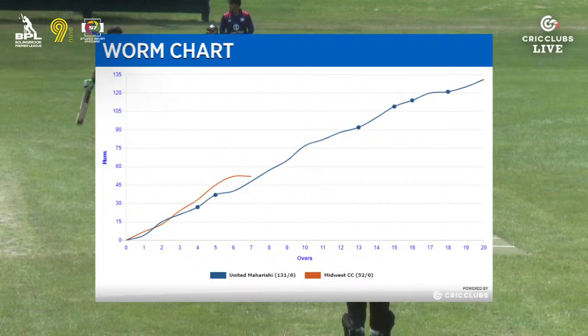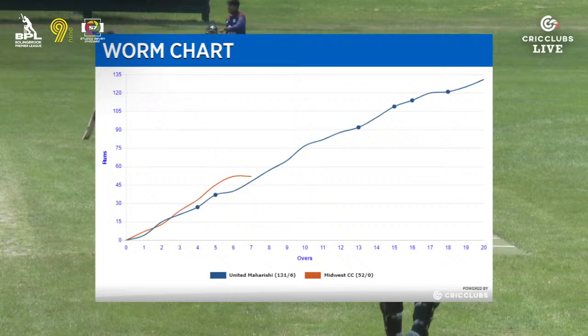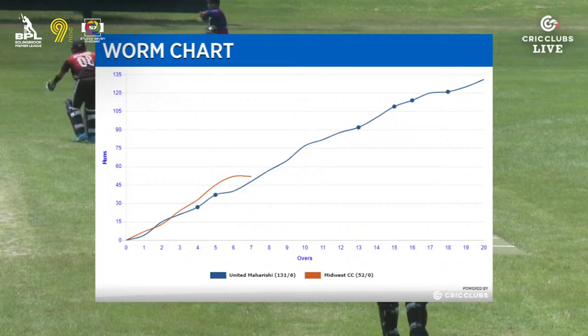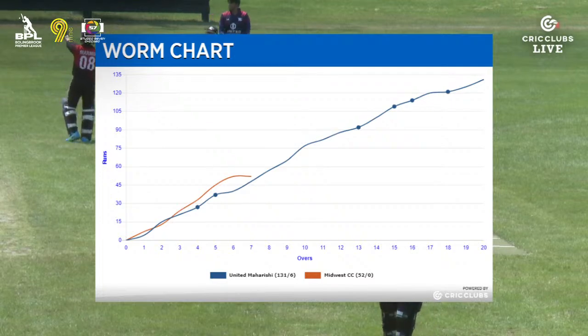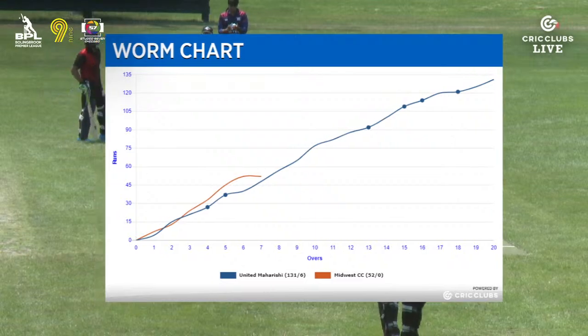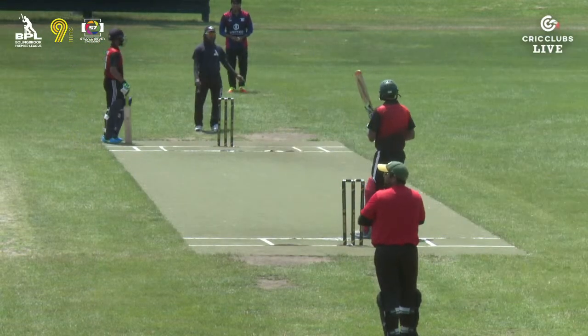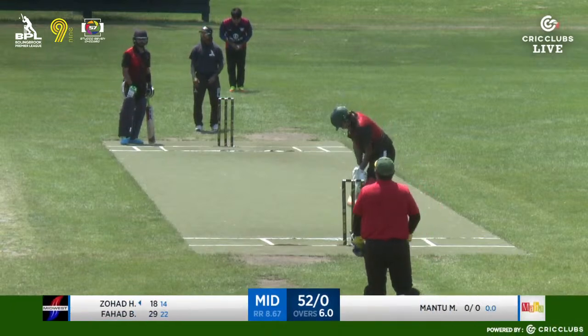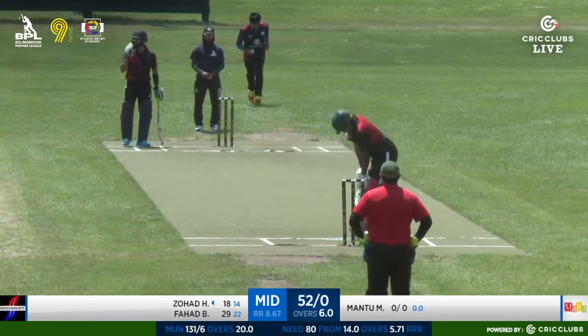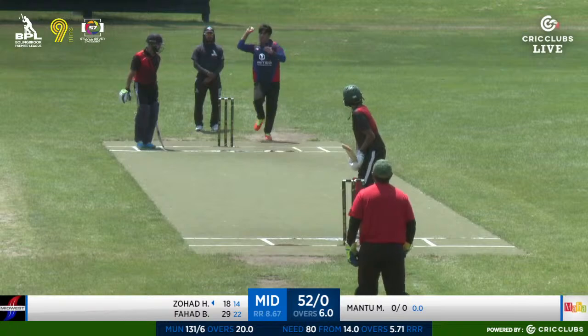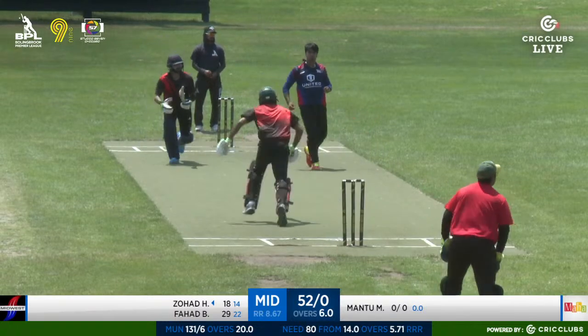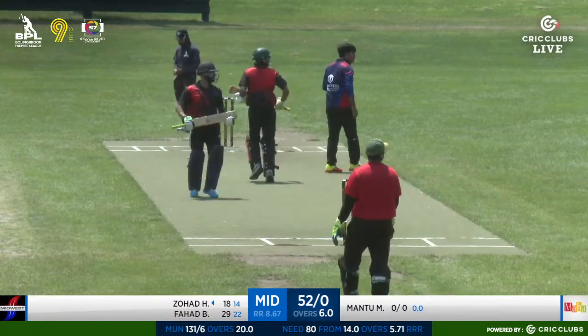And most importantly, with that United Maharishi curve, you see towards the tail end of their innings, they've flattened out. So at one point they were looking to push on to something in the region of 150 or 160. Ultimately fell short of that mark, only getting 131 on the board. So we have Midwest requiring 80 runs off 14 overs.